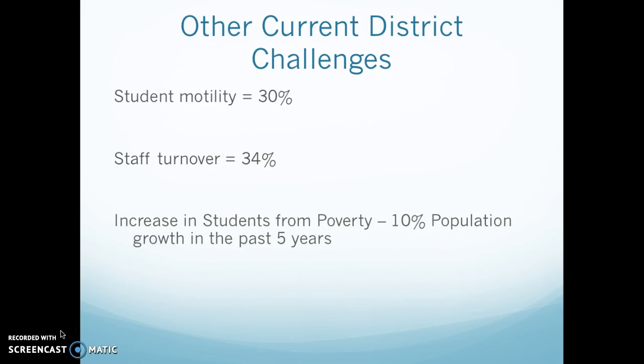And again, this increase of students from poverty is a 10% population growth over the last 5 years. And this really produced a lot of challenges, which we'll talk about here in just a little bit.